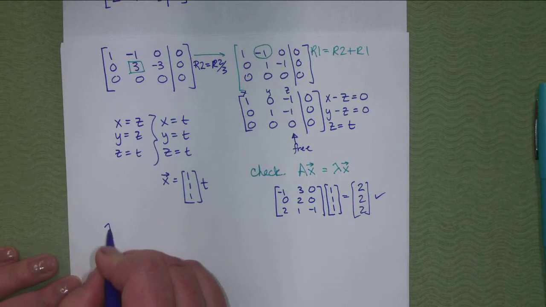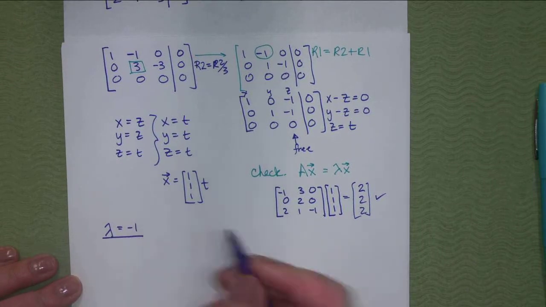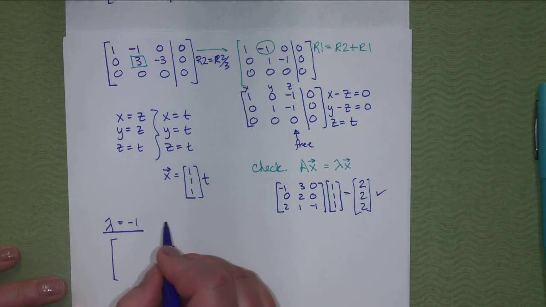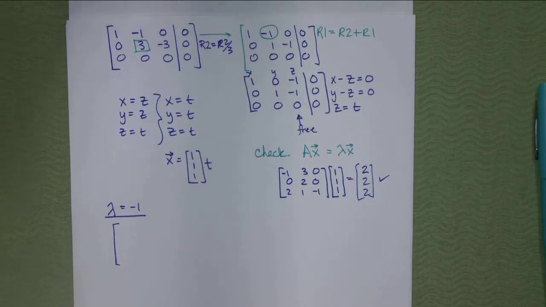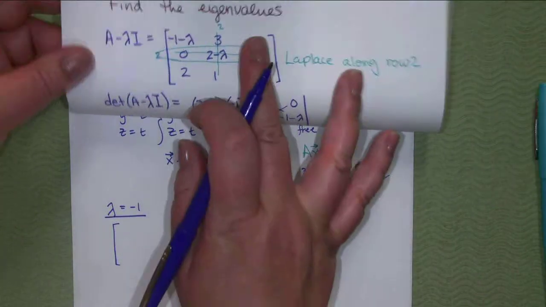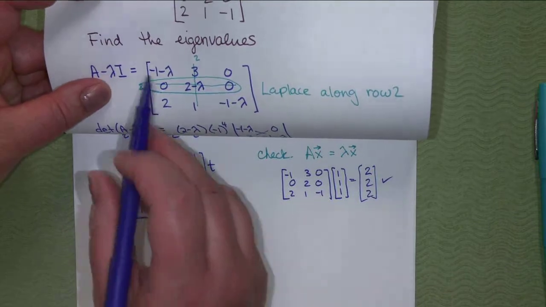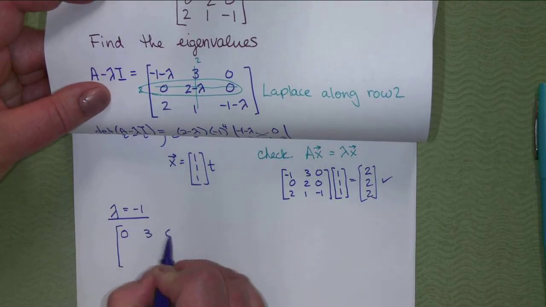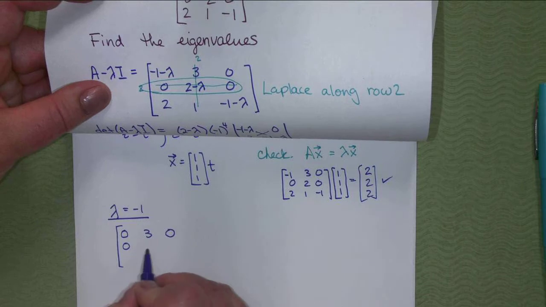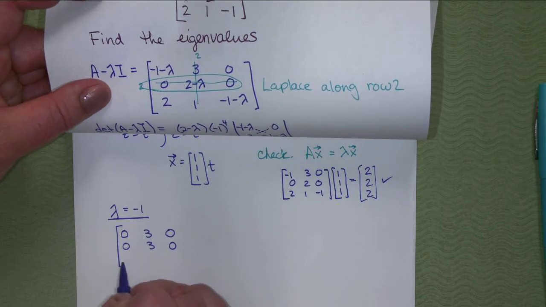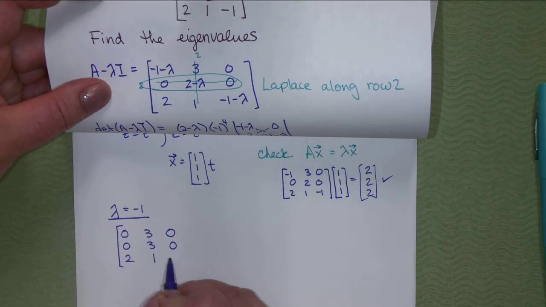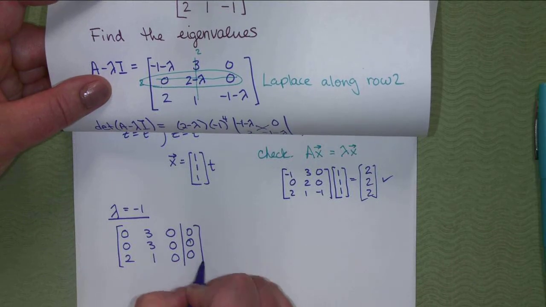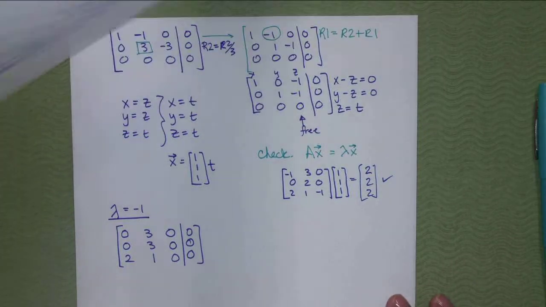Okay, our second eigenvalue was -1. Do the same thing, plug it into A minus lambda I. So minus 1 minus a minus 1 is 0. Augment it with zeros, and then row reduce.